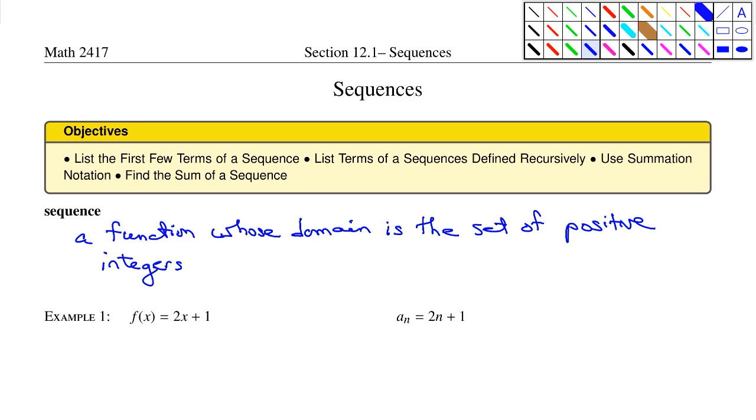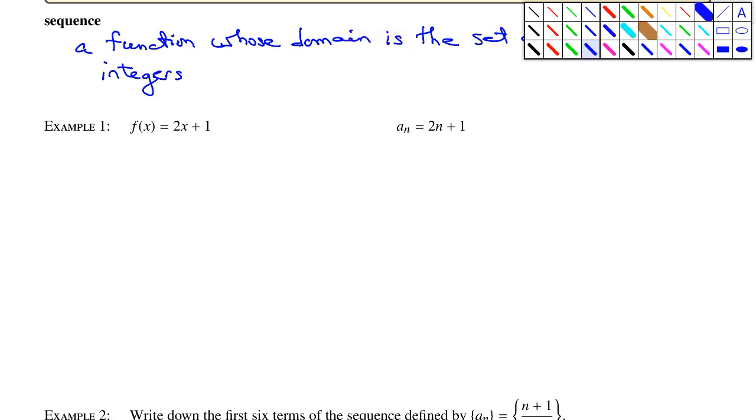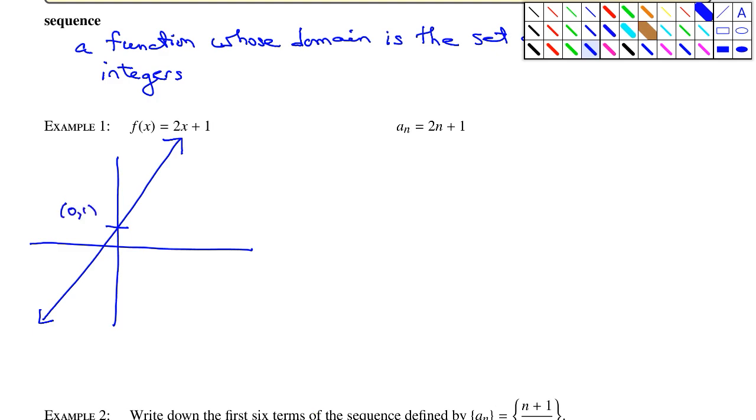So let's take a look and see the differences between functions that we've studied up to now and sequences, which are just functions with positive integers as the domain. For example, if I take f of x is equal to 2x plus 1, and I were to ask you to graph that, you would probably graph something like this. It's a line, and it goes through the point 0, 1, and then the point 1, 3, and then 2, 5, etc.